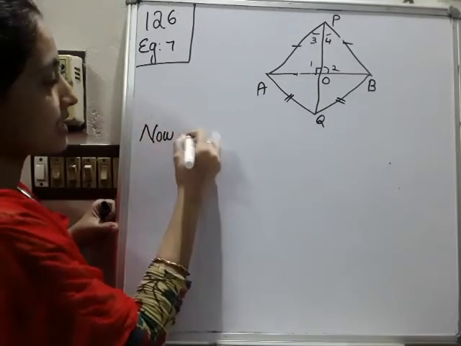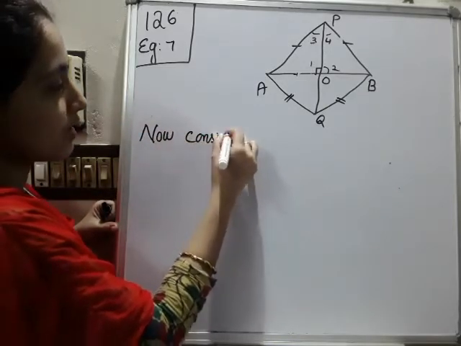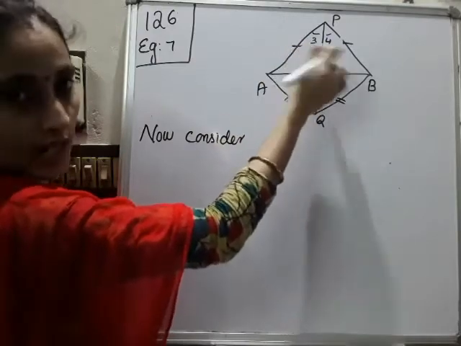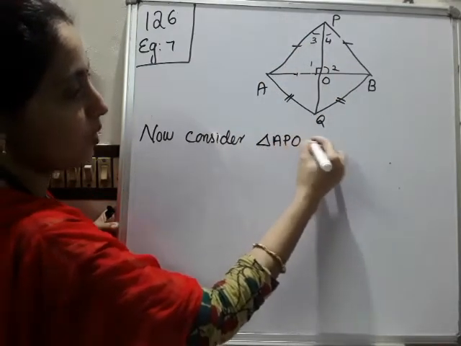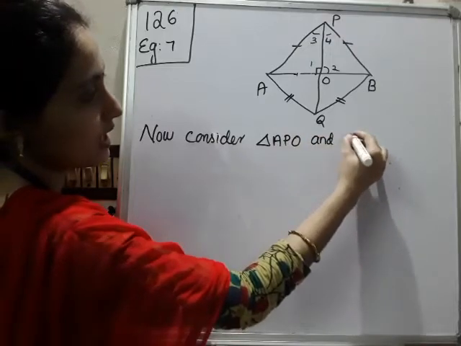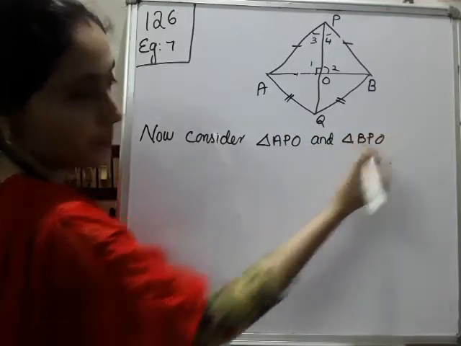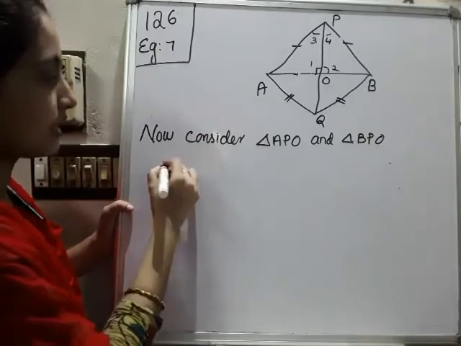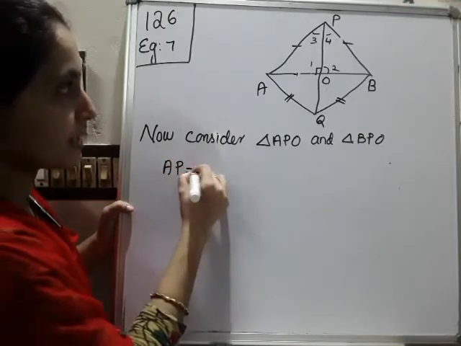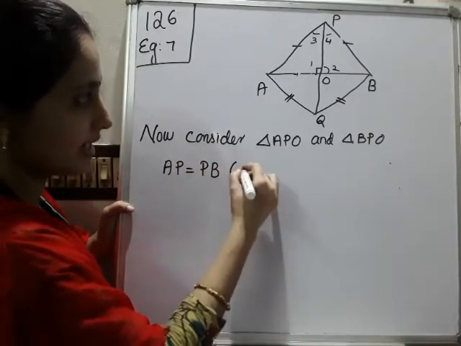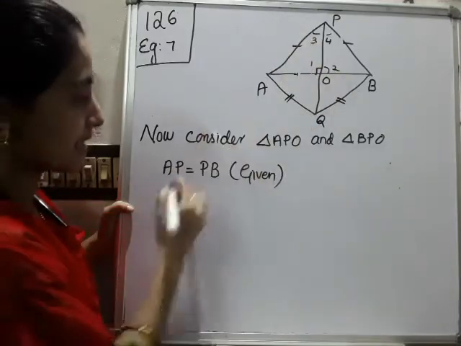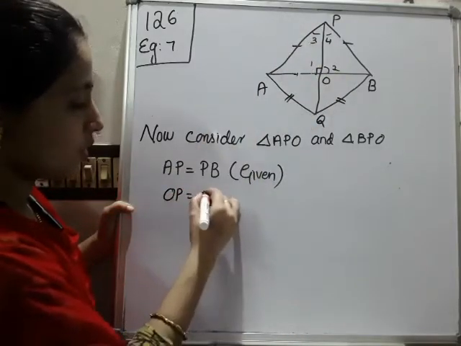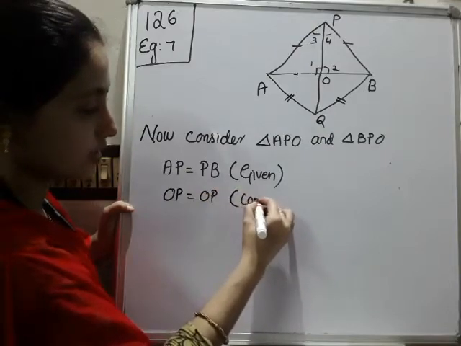Now consider which two triangles. Can you say which two triangles we want to consider? These two triangles. Okay, now consider triangle APO and triangle BPO. So can you say what are the equal sides? Yes, the first one we already got: AP is equal to PB, that is given. Okay, then common is there: OP is equal to OP, that is common.